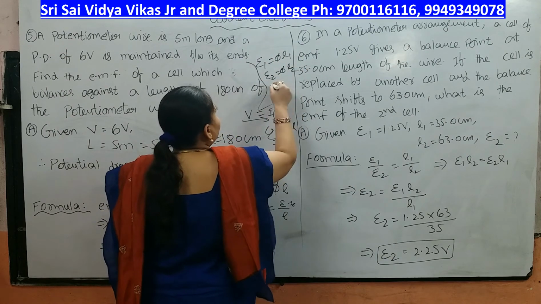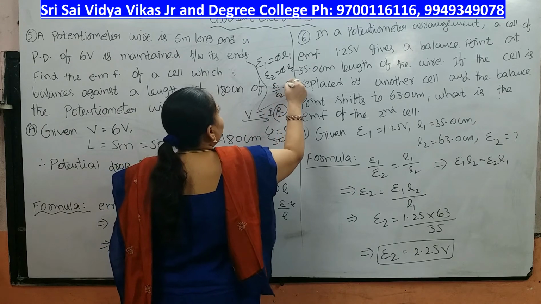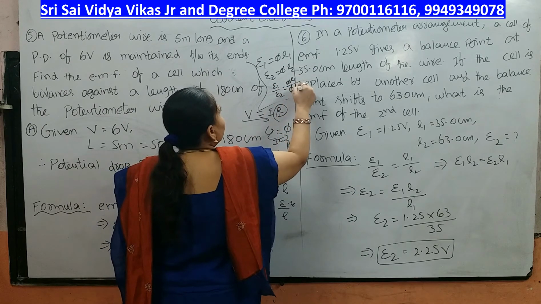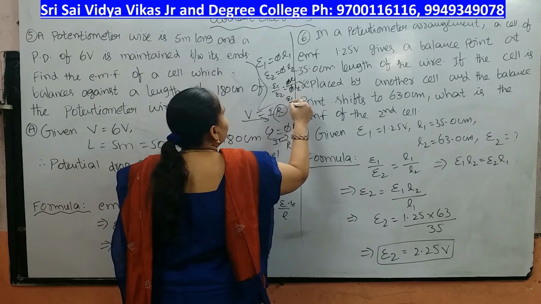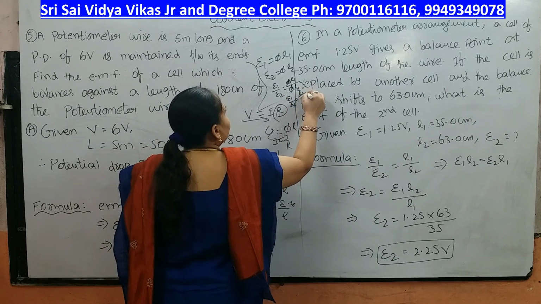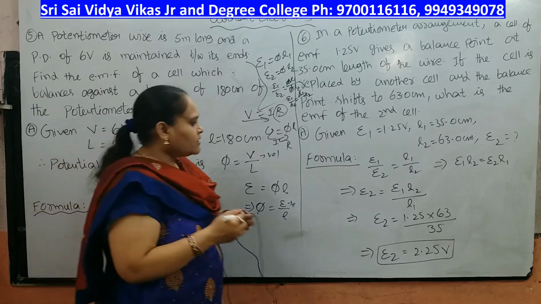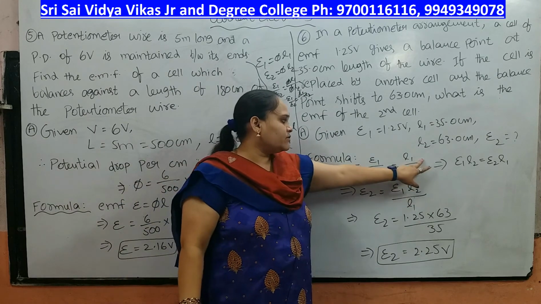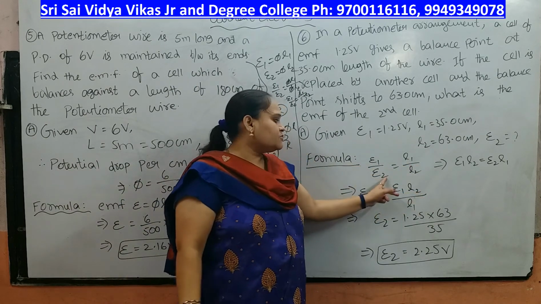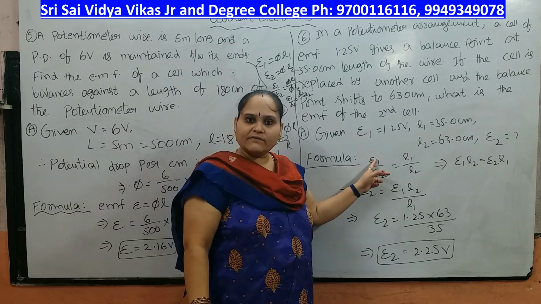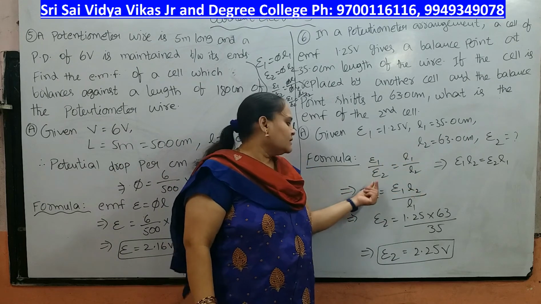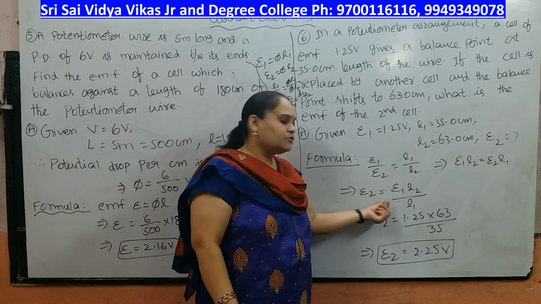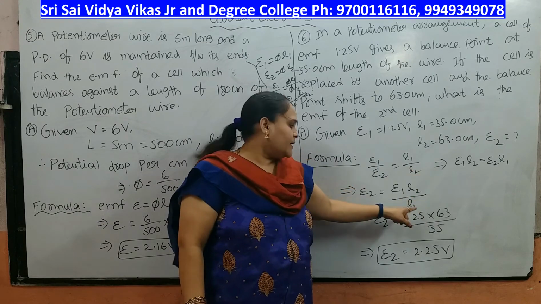You can write epsilon 1 by epsilon 2 equal to phi L1 by phi L2. Phi cancels, then we will get epsilon 1 by epsilon 2 equal to L1 by L2. So the formula is epsilon 1 by epsilon 2 equal to L1 by L2. From this we will calculate epsilon 2. We have the values epsilon 1, L1 and L2, then calculate epsilon 2. For this, epsilon 2 equal to epsilon 1 L2 by L1.